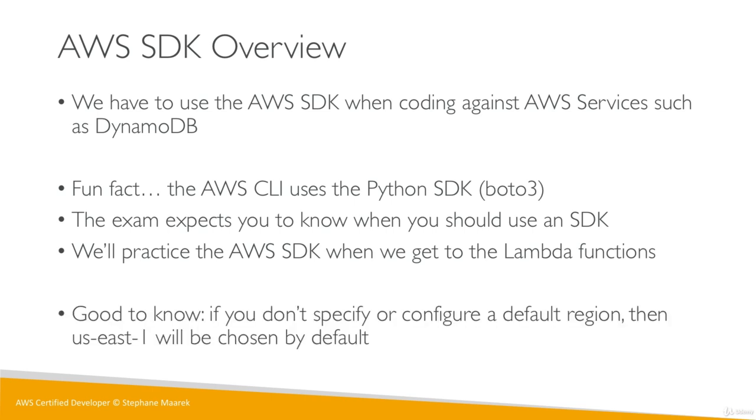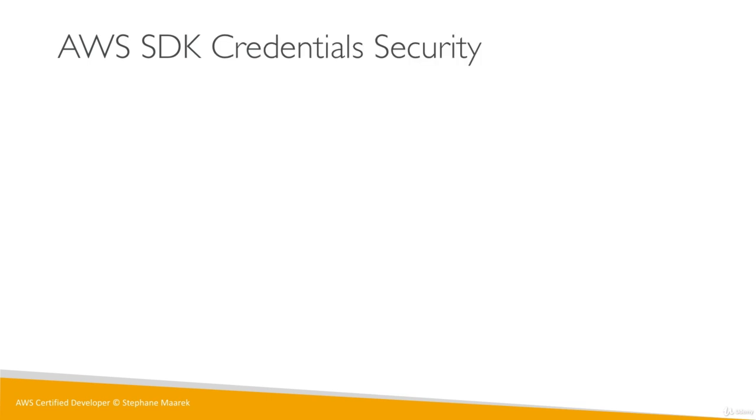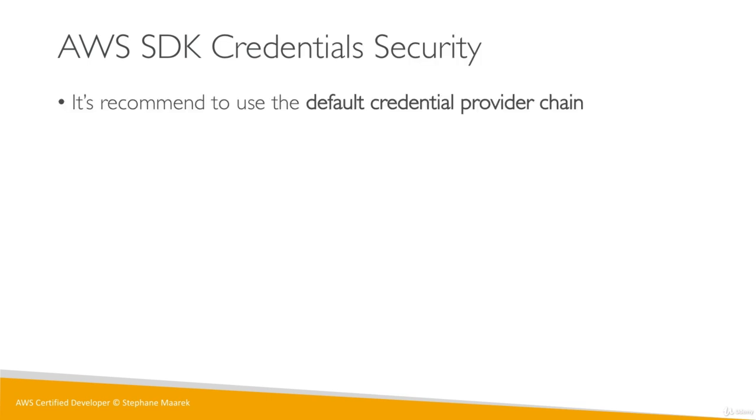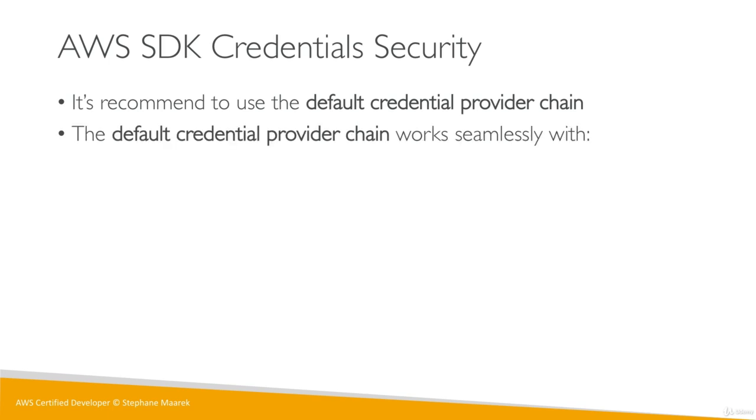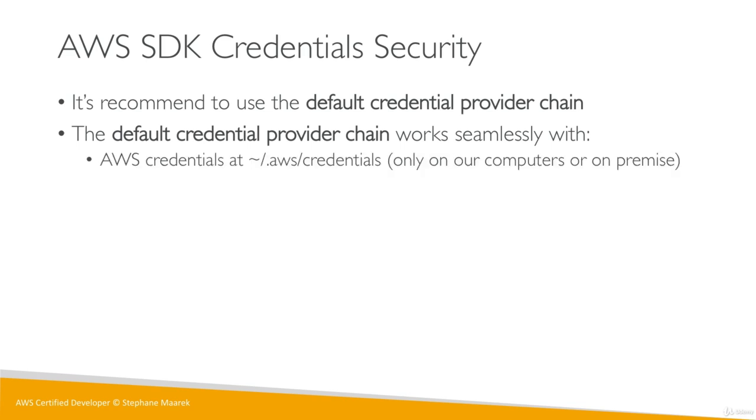Something good to know is that if you don't specify or configure a default region, then the API calls will default to the US East region when you use the SDK. Now for credentials, because security is always such a big part of the SDK and the CLI, it's recommended to use what's called the default credential provider chain. Behind that very complicated name, basically that means that this works seamlessly with your AWS credentials when you run aws configure. So remember that credentials file on your own computer. If you use the SDK, your SDK will automatically look for that file and use the credentials from there.